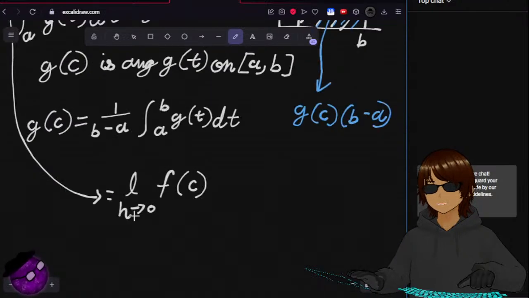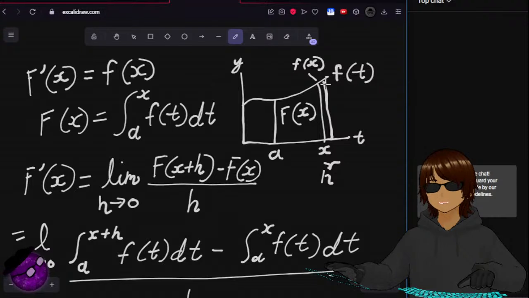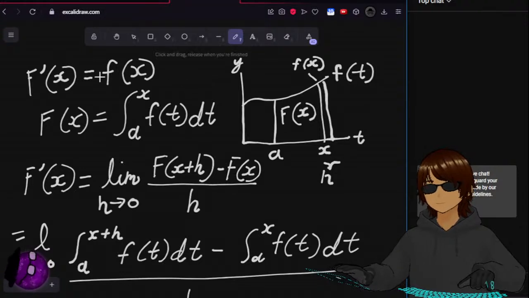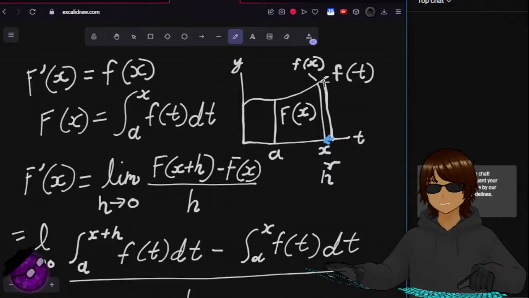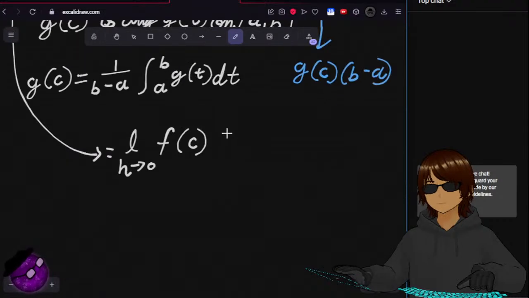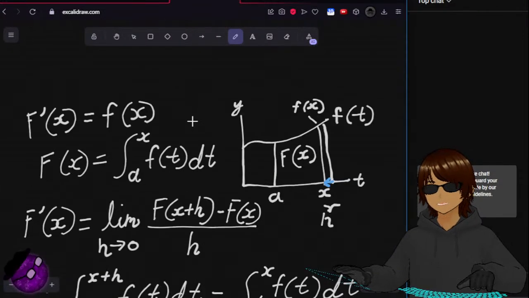And if h is going to 0, so if the area is going closer and closer to 0, the average value of f would be equal to f of x. And that completes the proof, this proof.